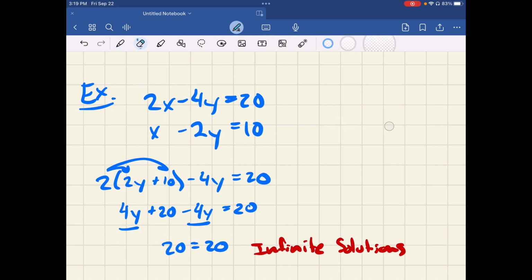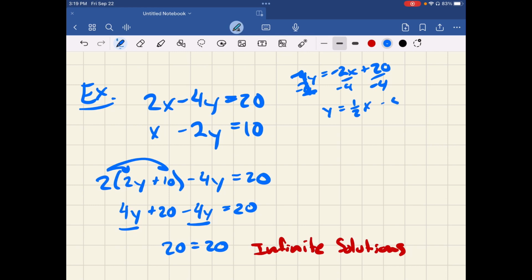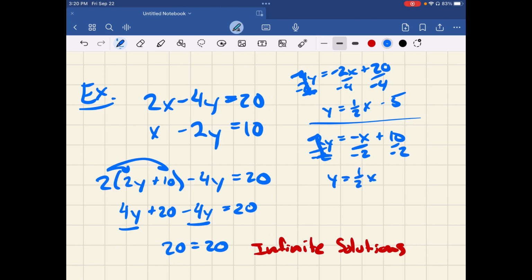I'm going to erase this real quick, and let me show you what happens here. If I were to solve both of these for y, right? So I'm going to take each one of these equations, solve for y real quick. So I end up getting minus 4y equals negative 2x plus 20, divided by negative 4, divided by negative 4, right? So that's a 1. And then getting y is positive 1/2 x minus 5, okay? So now let's do the same thing for the other one. So I have minus 2y equals negative x plus 10 divided by negative 2. I get a 1 right here, so I got y equals now positive 1/2 x minus 5.